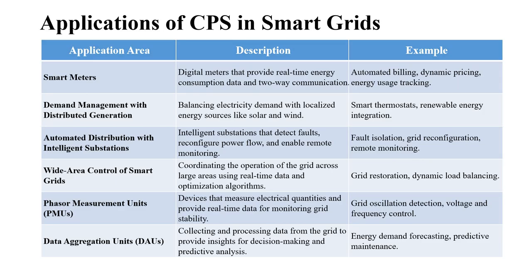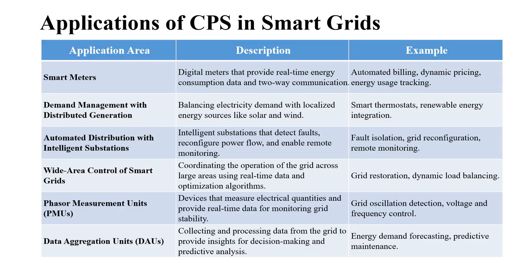minimize the disruptions. Then next is wide area control of smart grids. Here it refers to the use of advanced CPS technologies in order to monitor and control the entire grid over a large geographical area. And this allows the utilities to balance supply and demand, coordinate power flows, and enhance the grid stability, especially in times of high demand or instability.